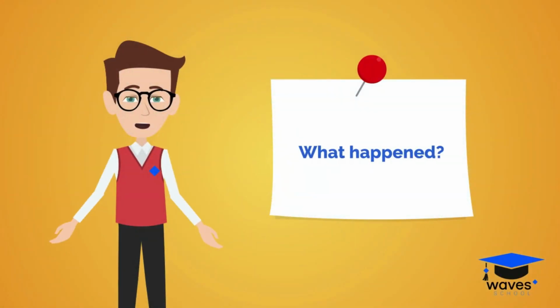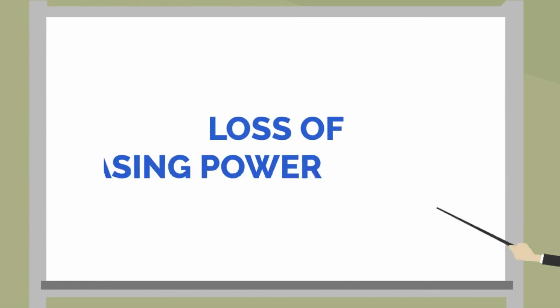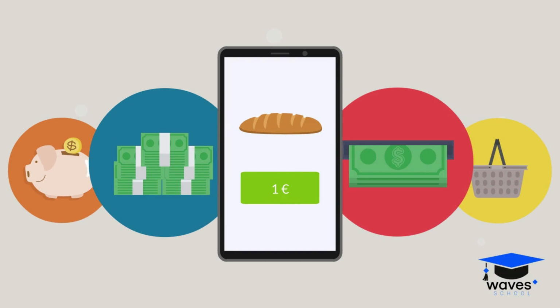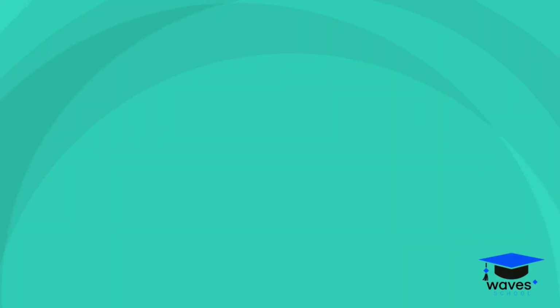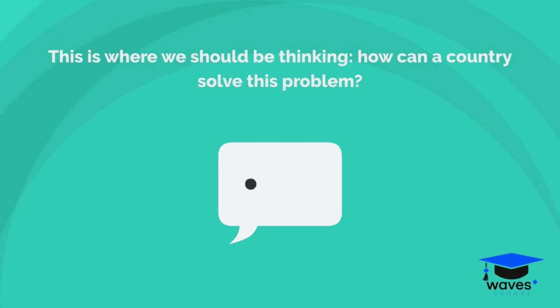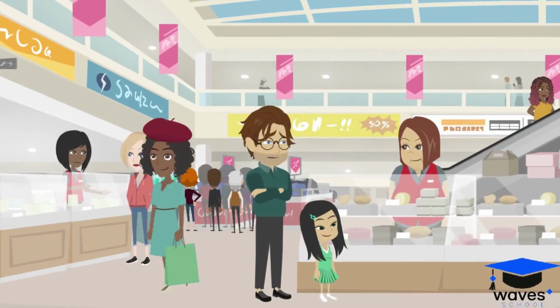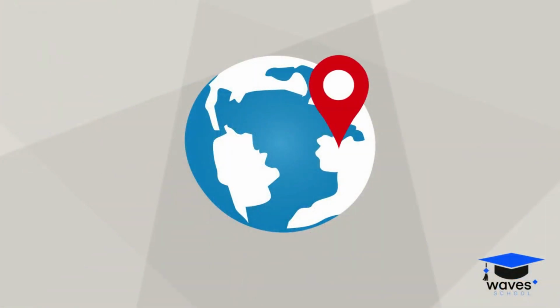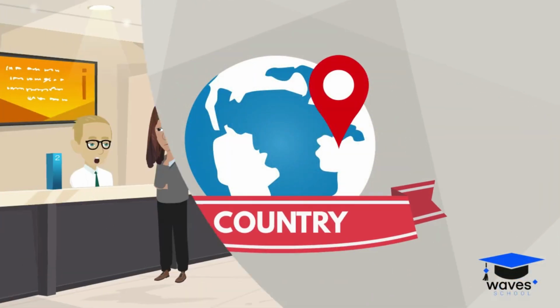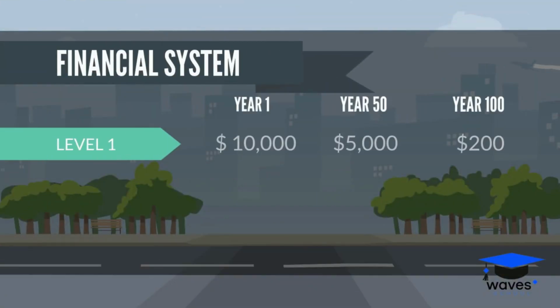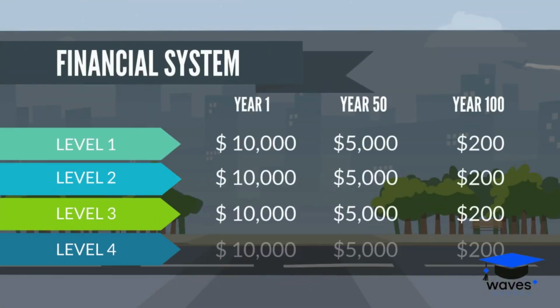What happened? This phenomenon is known as loss of purchasing power. With the same amount of money you used to buy bread last year, you cannot make the same purchase today. This is where we should be thinking, how can a country solve this problem? The same problem we find when buying bread can be translated to a wider central body such as a country, where we can now see how the current financial and monetary system is doomed to fail if it takes the courses it's taken these past 100 years.